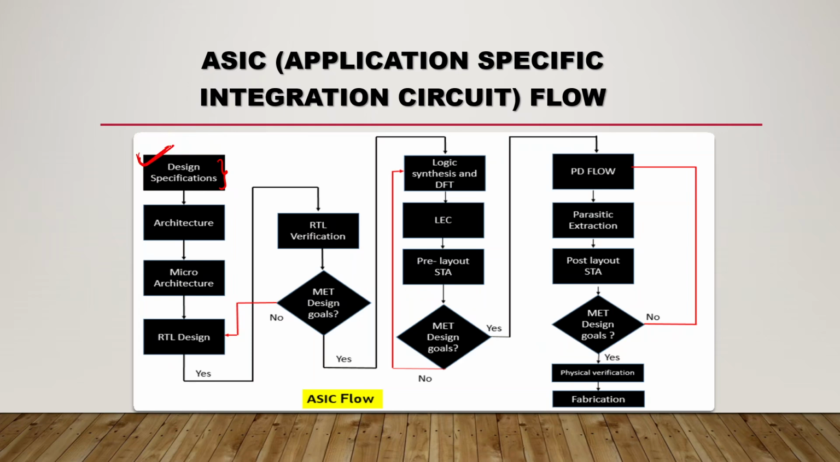Okay, so we'll take the input from the customer or client, and we'll do the architecture. Architecture means we will decide what modules we need to use. Suppose the customer wants an ALU, a 4-bit ALU. From that I can decide that 4 inputs are there, 1 output is there, and ALU means it will perform arithmetic and logic operations.